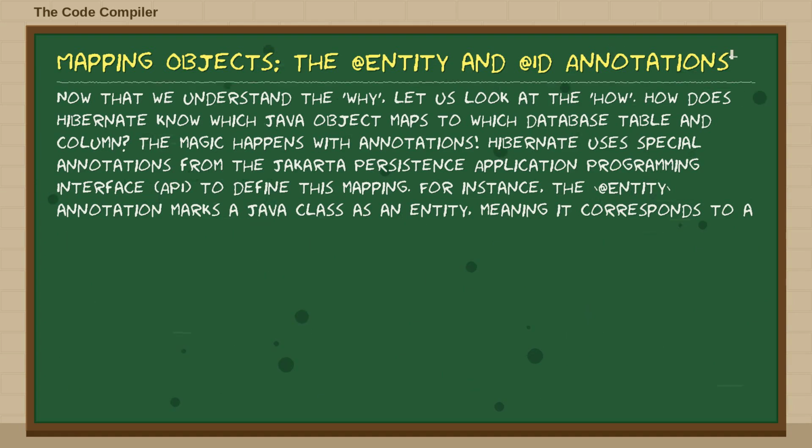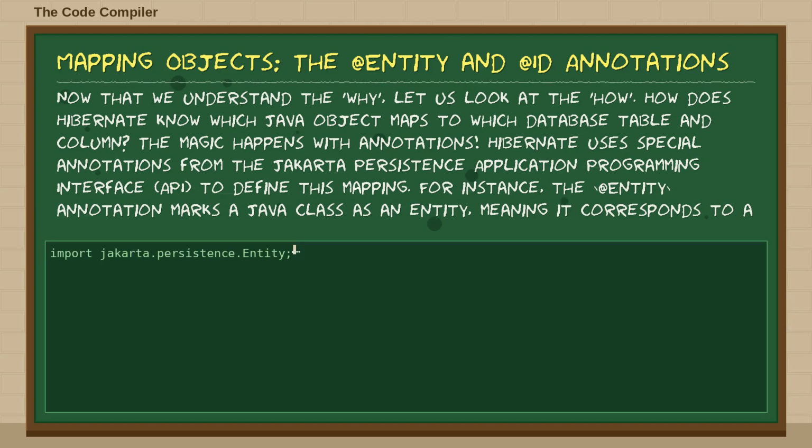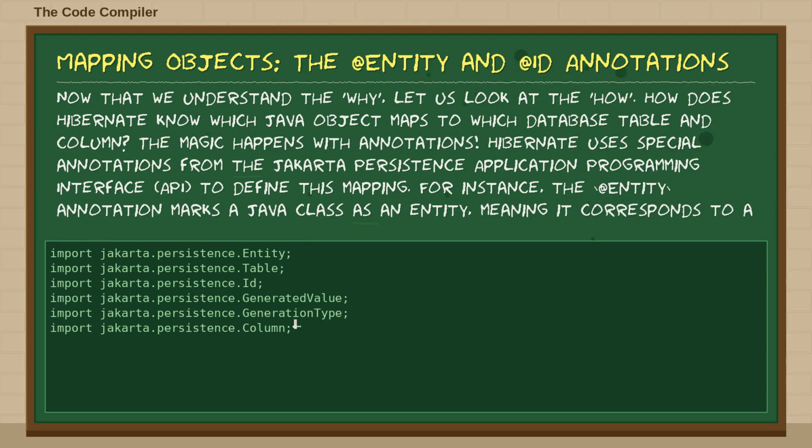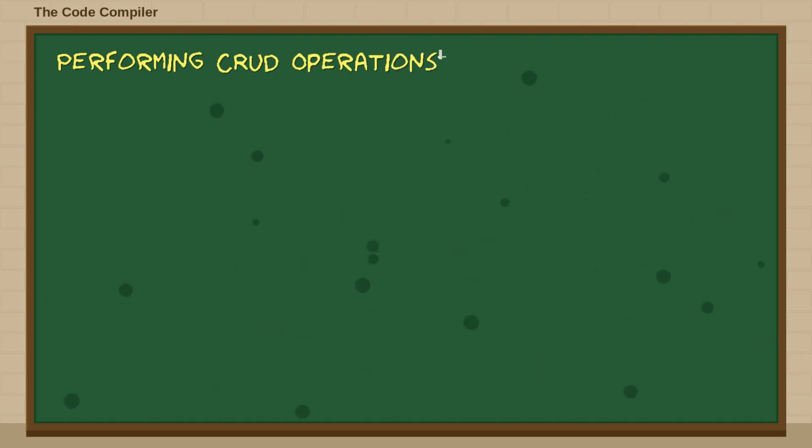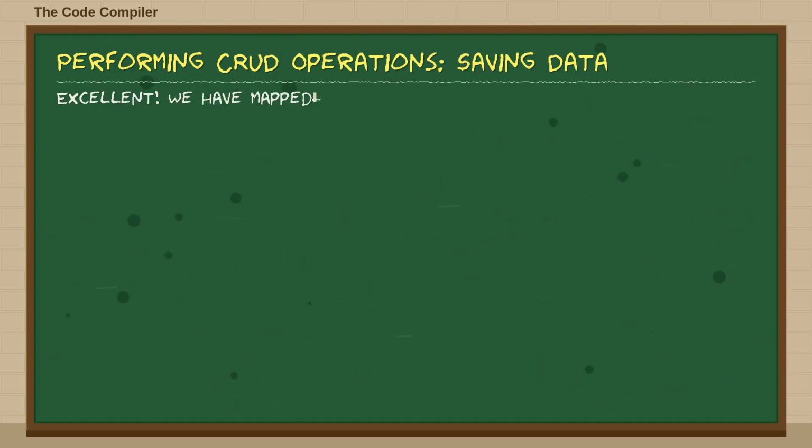And most importantly, every entity needs a primary key, which we define using the @Id annotation. To tell Hibernate how to generate this primary key automatically, we use @GeneratedValue. Finally, @Column helps map specific object fields to database columns. These annotations provide a clear and concise way to describe your object relational mapping directly within your Java code. Excellent! We have mapped our student object now.